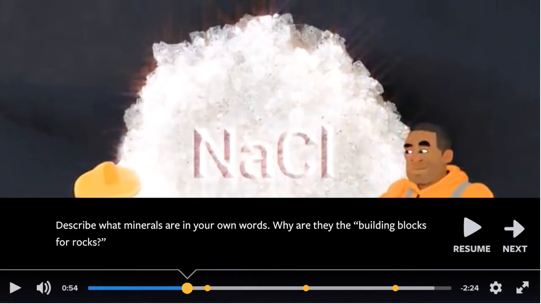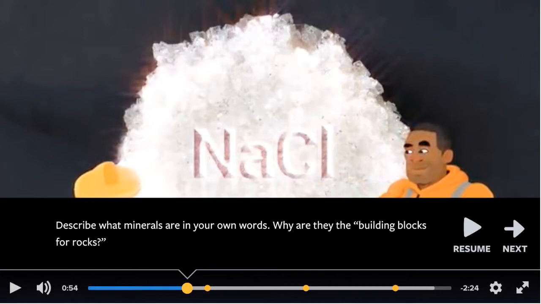Okay, so I see our first question. Describe what minerals are in your own words. Why are they building blocks for rocks? Oh, this is great because it also ties in to our text focusing question, the relationship between rocks and minerals.